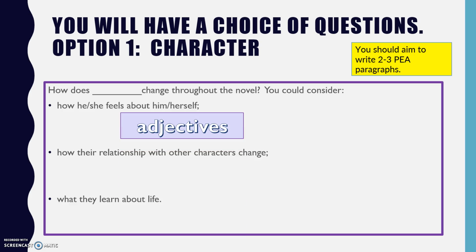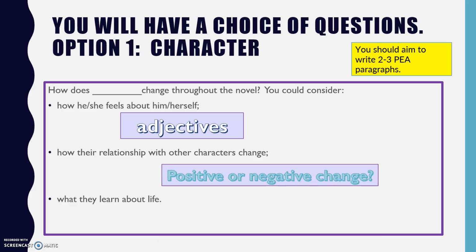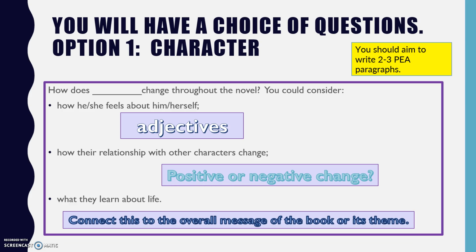When thinking about how the character feels about himself or herself, make sure that you use adjectives. When focusing on the relationship with the other characters, you can focus on whether it's a positive or a negative change. So for example, in Wonder, you could argue that Augie has a positive relationship change with Jack Will. And then for what they learn about life, think about what the overall message of the book is, or its theme, and then write about that. So for example, for A Monster Calls, you can think about the message of friendship and hope, and then connect the character of Connor to that theme.